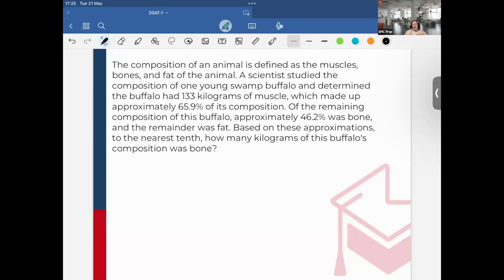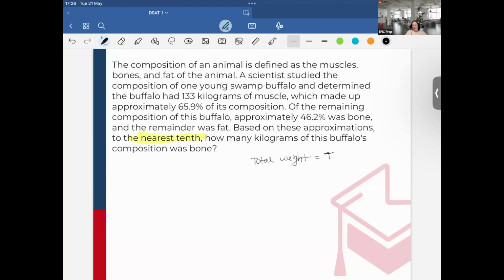Okay, so this one. The composition of an animal is defined as the muscles, bones, and fat of the animal. A scientist studied the composition of one young swamp buffalo and determined the buffalo had 133 kilograms of muscle, which made up approximately 65.9% of its composition. Of the remaining composition of this buffalo, approximately 46.2% was bone, and the remainder was fat. Based on these approximations to the nearest tenth, how many kilograms of this buffalo composition was bone?